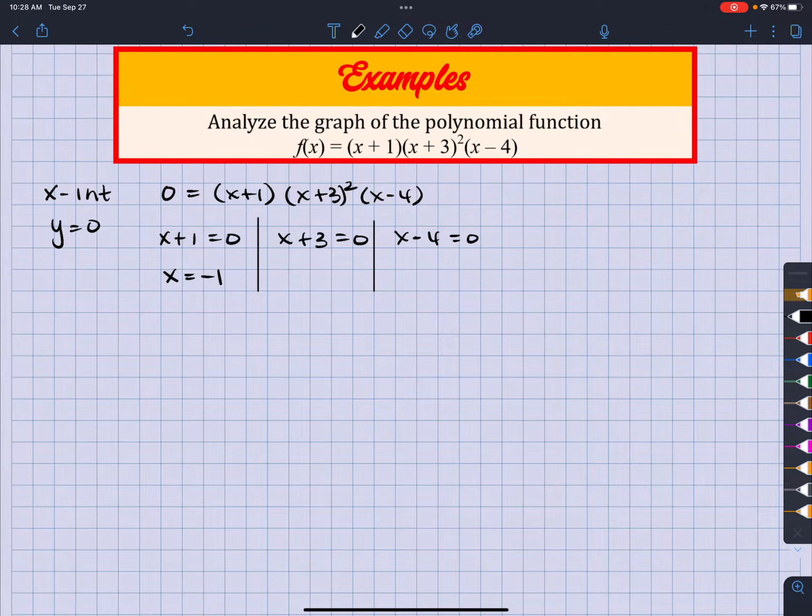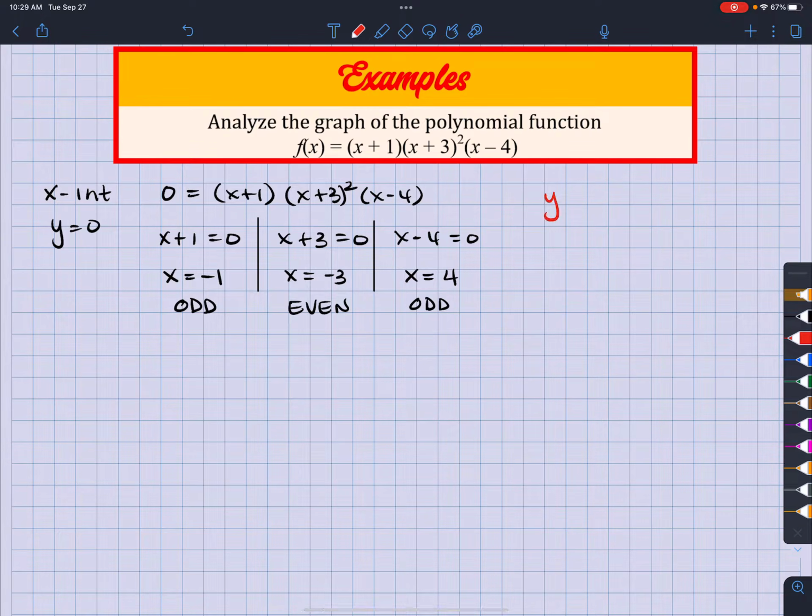In this case, because the power is to the first power, I know this is odd, which means it goes through the x-intercept. This is x equals -3. This power is 2, which is even, so this is going to bounce off of the x-intercept. And this is going to say x equals 4. Since this power is odd, or 1, I know it's odd multiplicity. So that's my x-intercept.